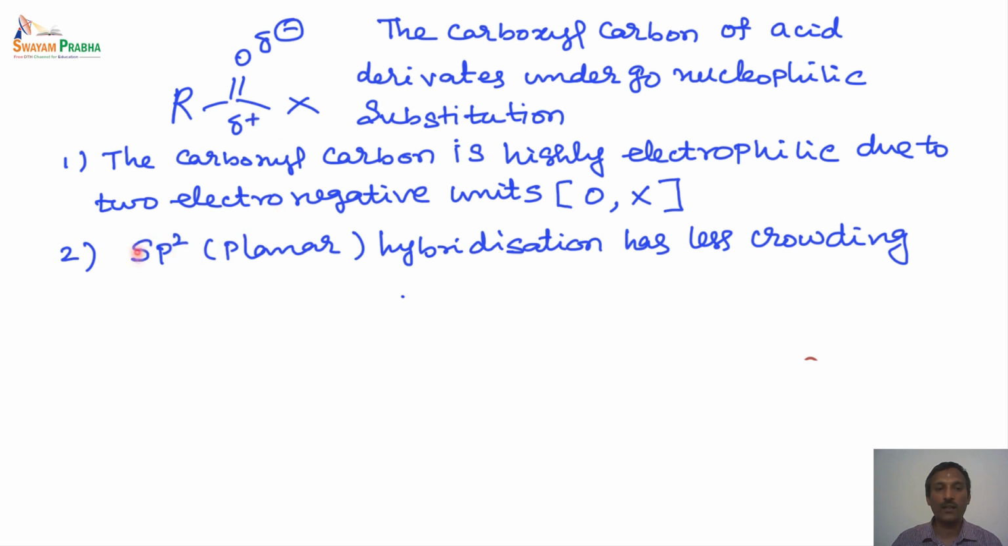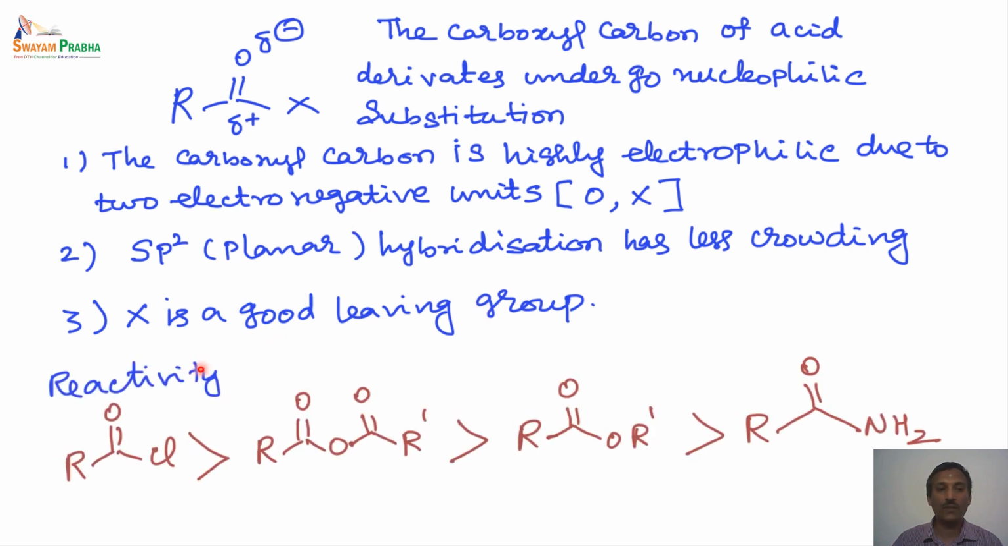And again, this is sp2 or planar hybridization, so less crowding is there. And another thing is X is a very good leaving group. So these are all the things we have already discussed. And when we look at the reactivity, the acid chlorides are highly reactive compared to acid anhydrides, which are more reactive than esters. Amides are the least reactive one.